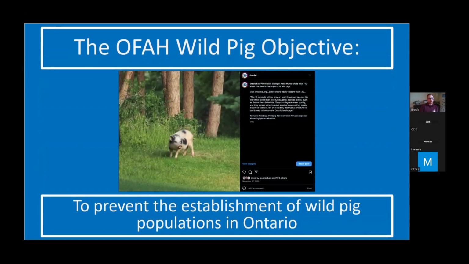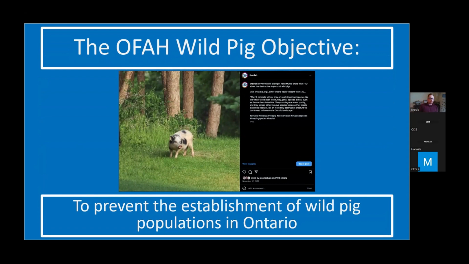So I just want to show you here a few of the social media posts that the OFAH has put out over the years, and talk about what is a wild pig. With our 100,000 members, subscribers, and supporters, a lot of them being hunters, I think we all know on this call, if you're involved in the wild pig conversation, that there's a bit of diversity in terms of what people think around wild pigs.